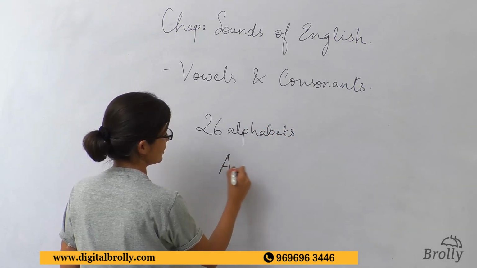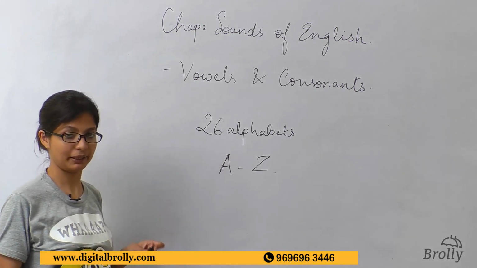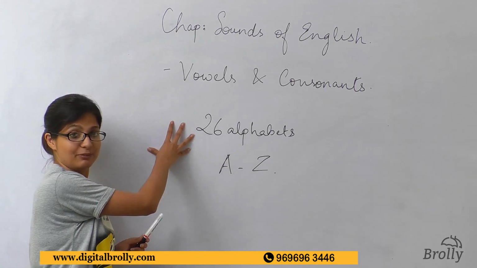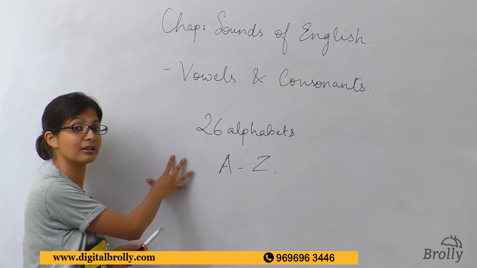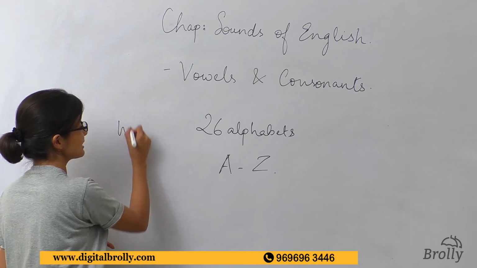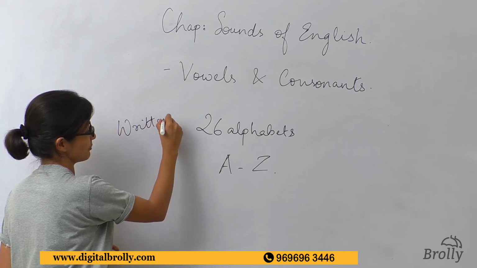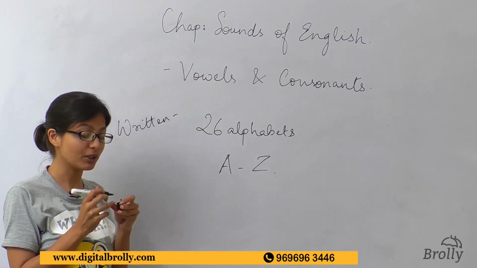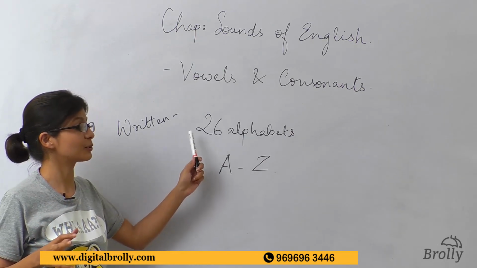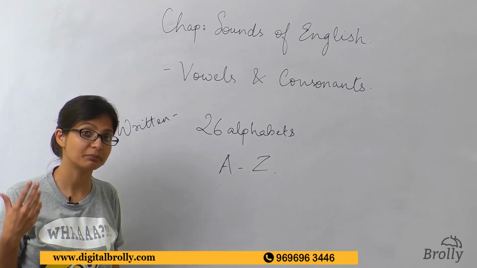That is A to Z. Okay. Now, what you have to understand is there are 26 alphabets in written English, corresponding to 26 different sounds. So, 26 alphabets is for written purposes. But in spoken English, you have much more sounds, physical sounds, than the 26 alphabets can denote.